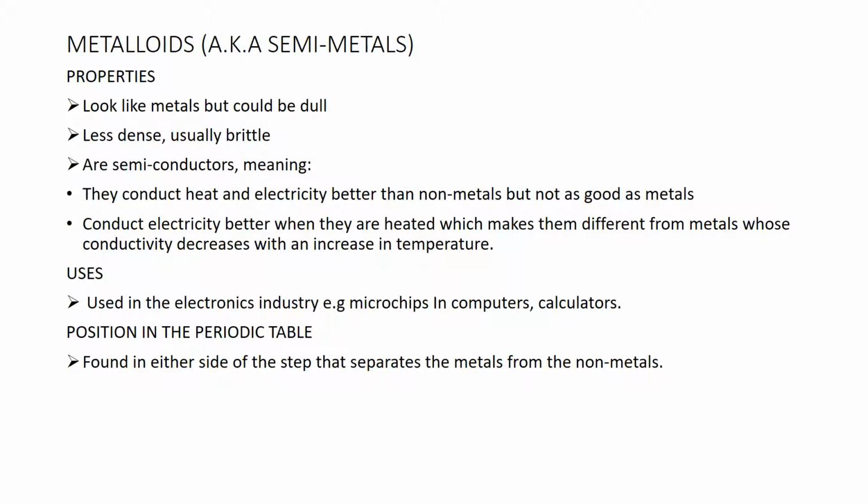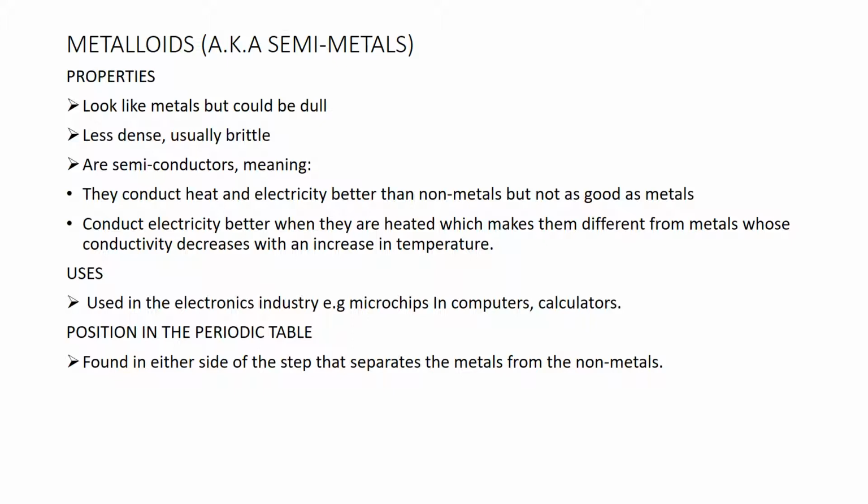Metalloids, also known as semi-metals, look like metals but could be dull. So the properties of metalloids, as we go through them, you're going to see that they're between the properties of metals and the properties of non-metals. They are less dense and they're usually brittle. They are semiconductors, meaning that they conduct heat and electricity better than non-metals, but not as good as metals.